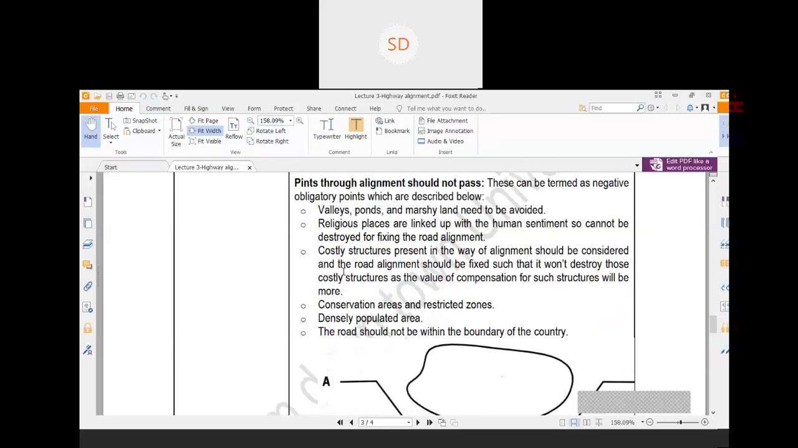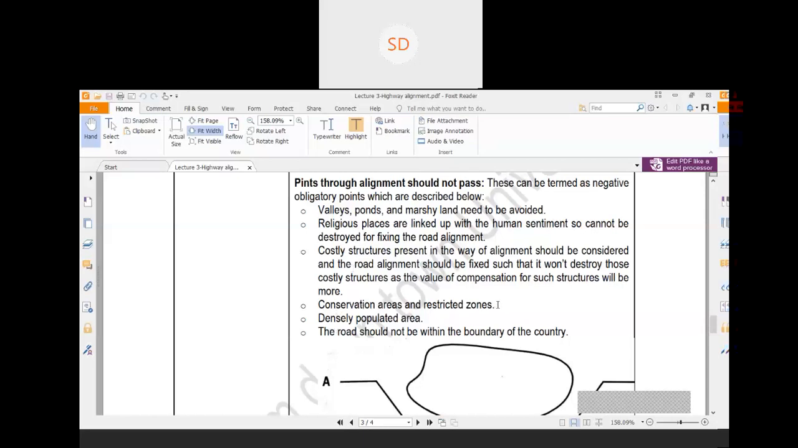Otherwise, it will create chaotic situations. Now, costly structures present in the way of the alignment should be considered, and the road alignment should be fixed such that it won't destroy these costly structures. Suppose a very big mall, big offices, or some private properties of huge cost are there. It is always advisable to skip those structures. Otherwise, you have to give compensation, and this compensation cost would be very high, which will ultimately increase the construction cost of the highway.